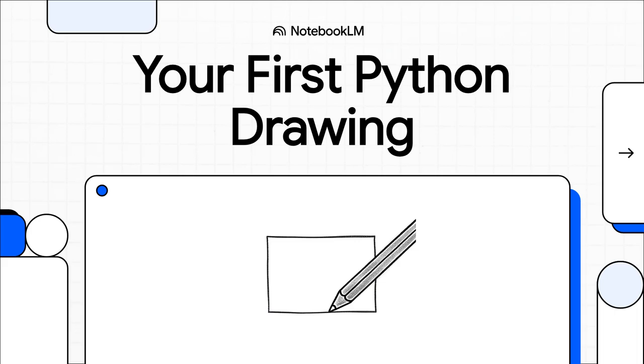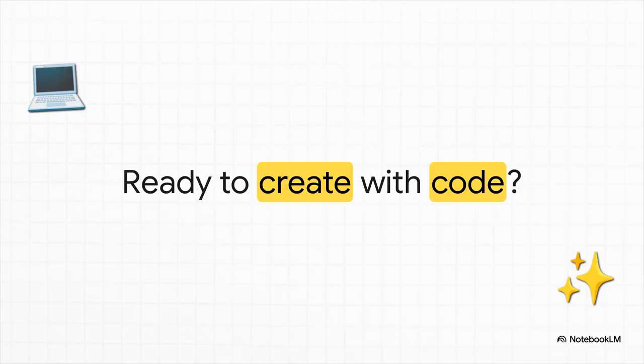Hey everyone, and welcome. If you've ever wanted to actually make something with code, you are in exactly the right spot. Think of this as your very first quest as a coder. We're going to take one single line of text and magically turn it into a drawing on a digital screen. It's way easier than it sounds, I promise. So, are you ready? Let's not waste any time. We're going to jump right in with one powerful command that's going to bring your very first drawing to life.